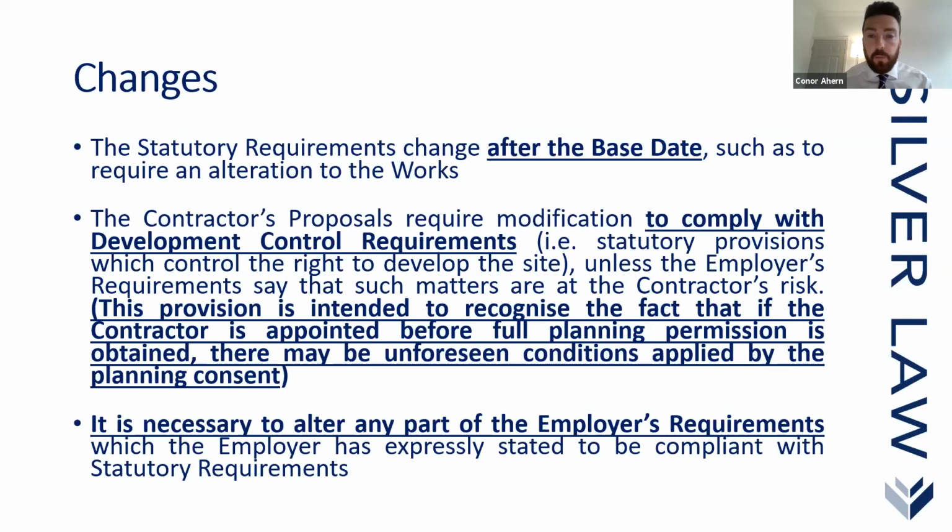The contractor's proposals may require modification to comply with the development control requirements, which means the statutory provisions which control the right to develop the site, unless the employer's requirements say that such matters are at the contractor's risk. This provision is intended to recognise the fact that if the contractor is appointed before full planning permission is obtained, there may be unforeseen conditions applied by the planning consent. So if modifications are necessary due to potential changes in the planning permission, where additional conditions may be included, the contractor will generally be entitled to a variation, which does make logical sense.